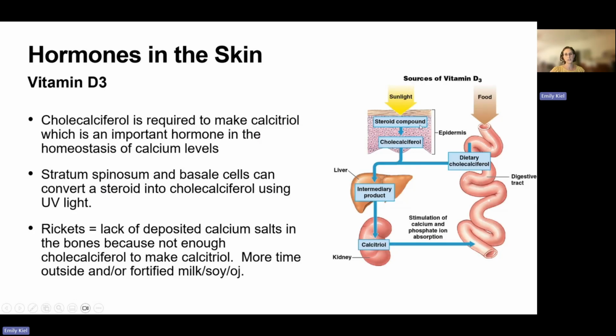And humans can get too much vitamin D, but it takes a lot to get too much. This is also why lots of doctors suggest vitamin D3 supplementations. They'll test to see if your levels are low because we want to make sure that we've got enough calcium to keep our bones nice and strong.